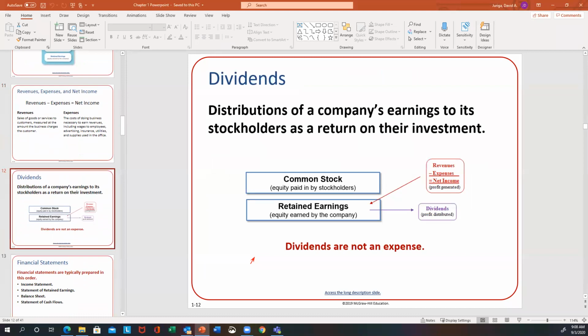And of course, dividends are just distributions. Companies like to reward their investors for being an investor, and so they'll get a dividend payment. And notice, as I said earlier, the revenues and expenses, which usually get summarized into net income, will eventually show up on the retained earnings statement. And then your dividends also will come out of retained earnings. So remember, of the 4 equity types of transactions, 3 of them will be involved with retained earnings.